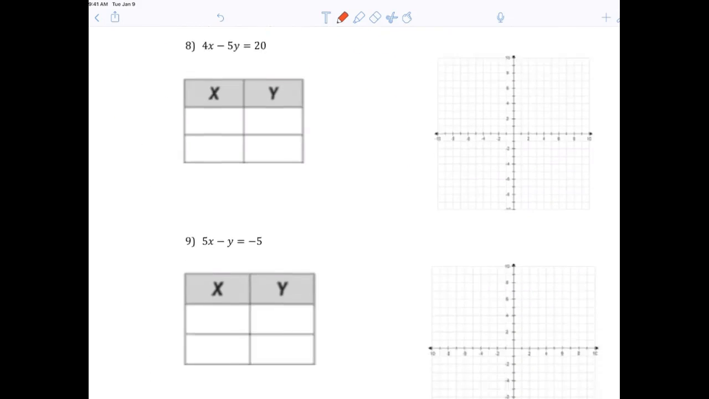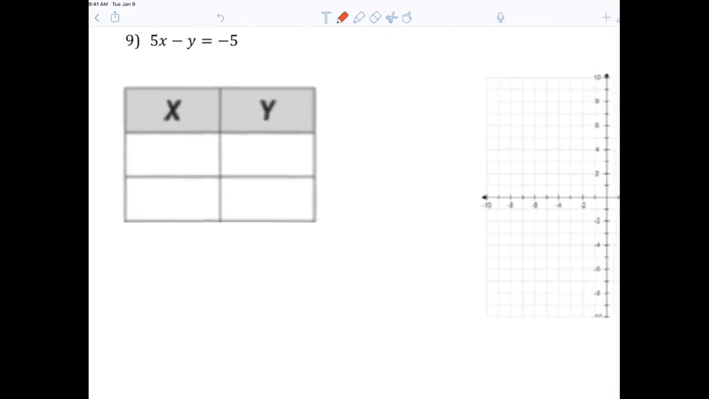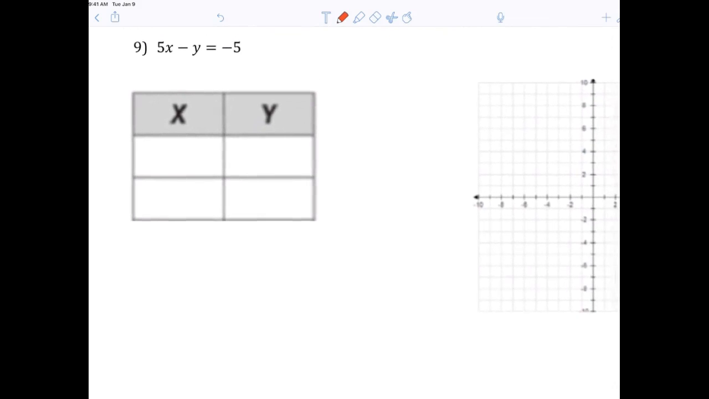All right, now let's make sure you understand. Let's do number 9. So what do I put in for 0 or for y first? 0. And then 0 for x. That's exactly right. Now I'm going to plug 0 in for y, so it's going to be 5x minus 0 equals negative 5. Right, 5x equals negative 5, so x is equal to negative 1.